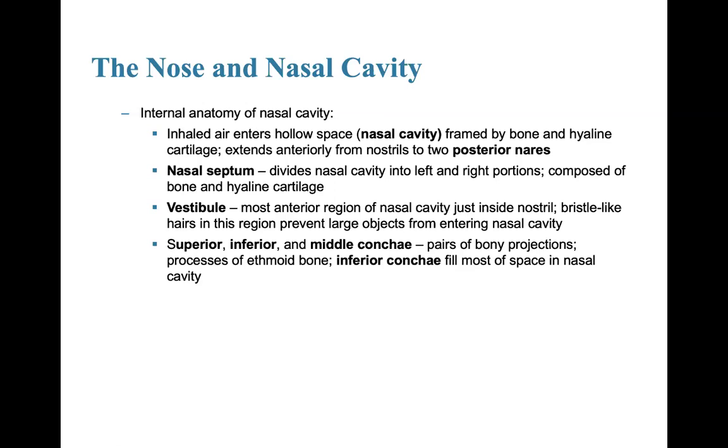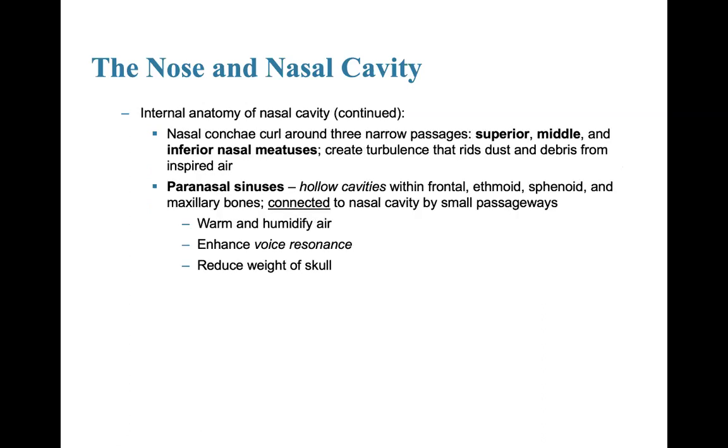The superior, middle, and inferior concha are pairs of bony projections or processes of the ethmoid bone. The inferior concha will fill most of the space of the nasal cavity. The nasal concha curl around three narrow passageways, referred to as the superior, middle, and inferior nasal meatuses. These passages will create turbulence that will rid dust and debris from the inspired air.